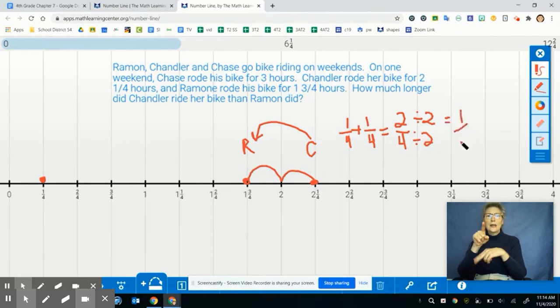We're going to ask you to use this method to try to solve the next problem on the next slide.